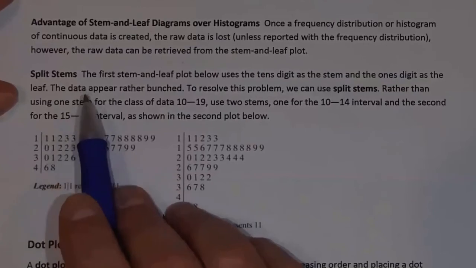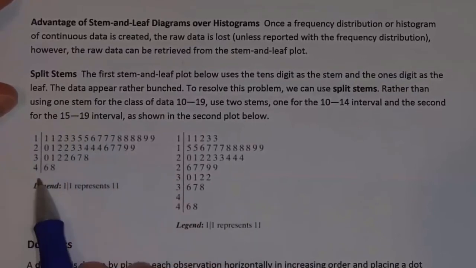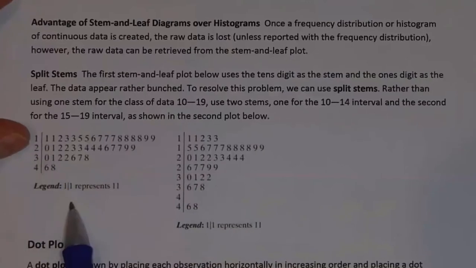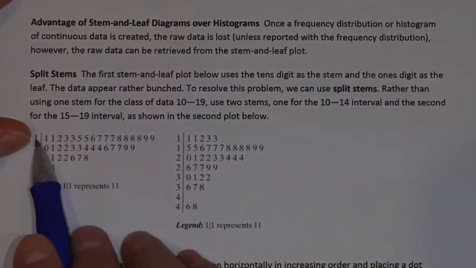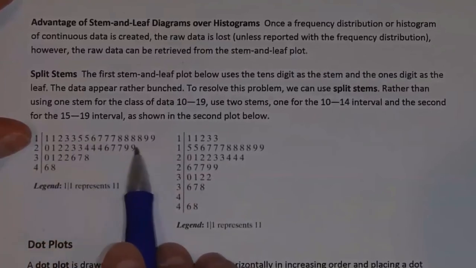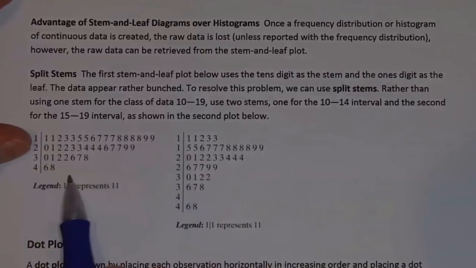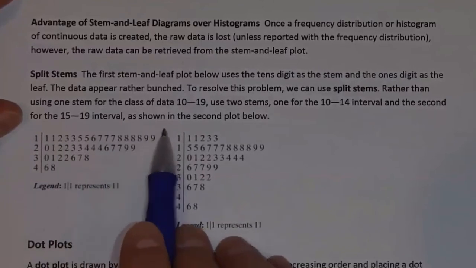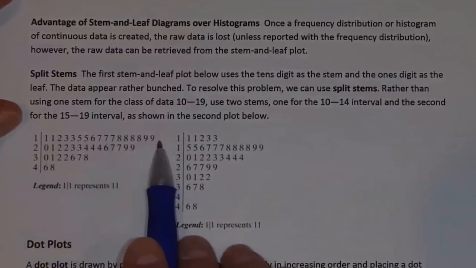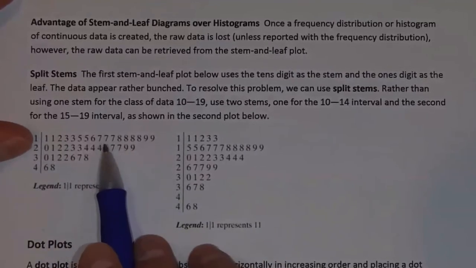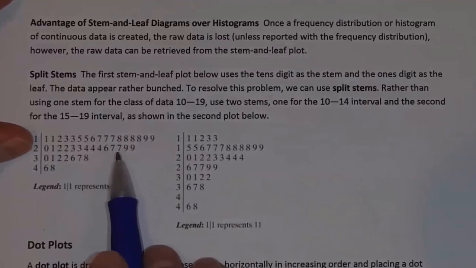Split stems. So if we have a stem graph that looks like this, line 1 is representing 11. So we have 11, 11, 12, 13, 13, 15, 16, 17, 17, 17, and so on, up to 48. Well, this set of leaves is getting really long. So sometimes what we might want to do if something like this happens is we split the stem.